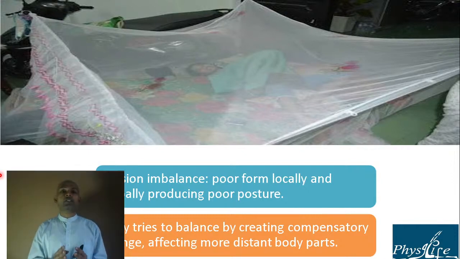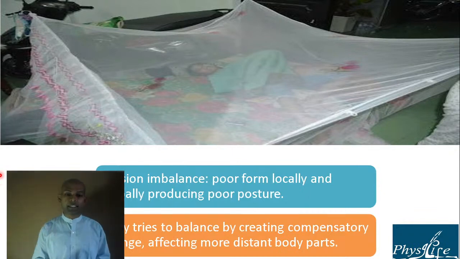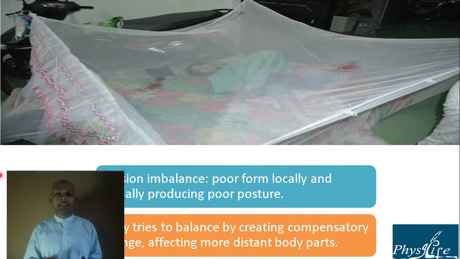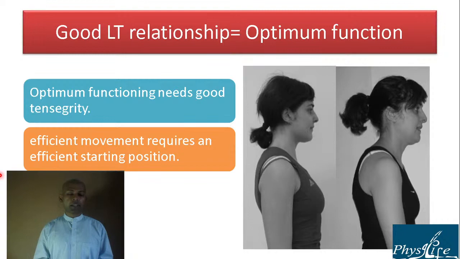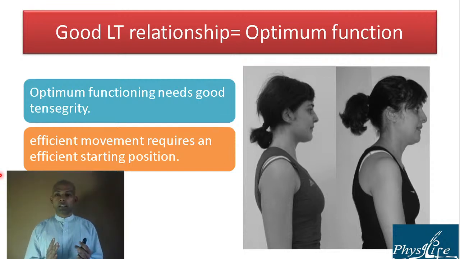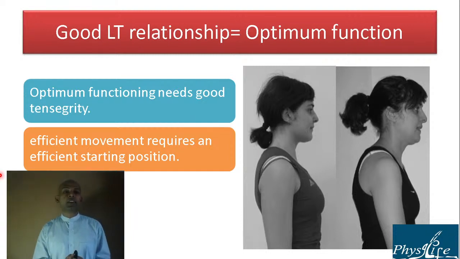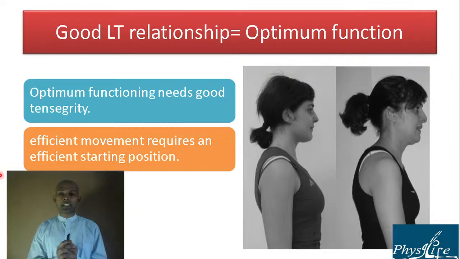However, we should always be well aware of the global and local relationship, because as it is written there, the body tries to balance by creating compensatory changes. Flat foot can be a wonderful example. Another example is, of course, the proverbial upper cross syndrome of Janda, where you have a good length tension relationship for optimum function. Or in other terms, you can say optimum functioning needs good tensegrity, because efficient movement requires an efficient starting position.